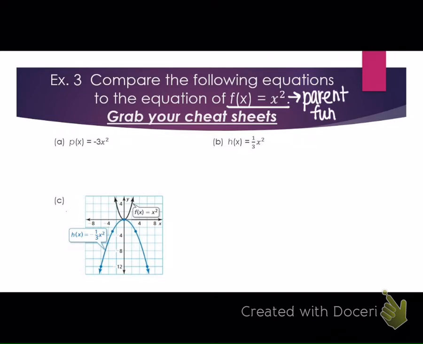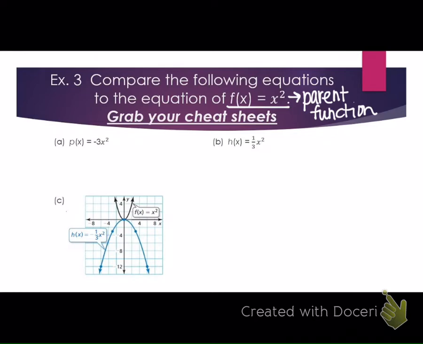Look at letter A and tell me, can you see the parent function within this problem? The parent function is x squared. Do you see x squared in letter A? Yes. Okay, great. So this is going to help us figure out what has been done to the parent function. How many things have been done to change it? You've got a sign change, and you've got a 3. So how many transformations have taken place to this function?